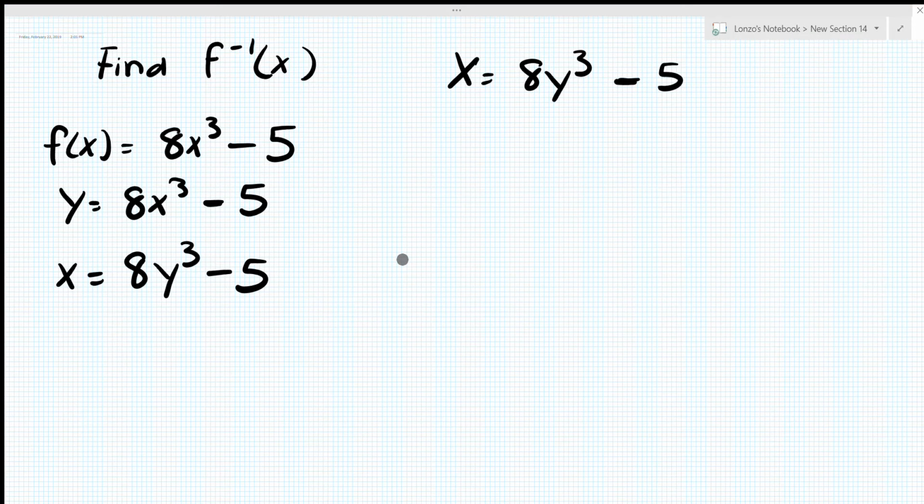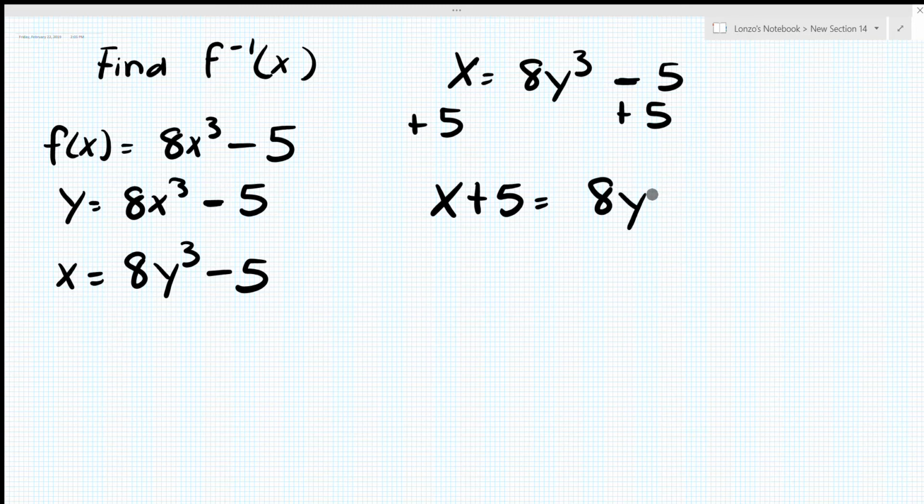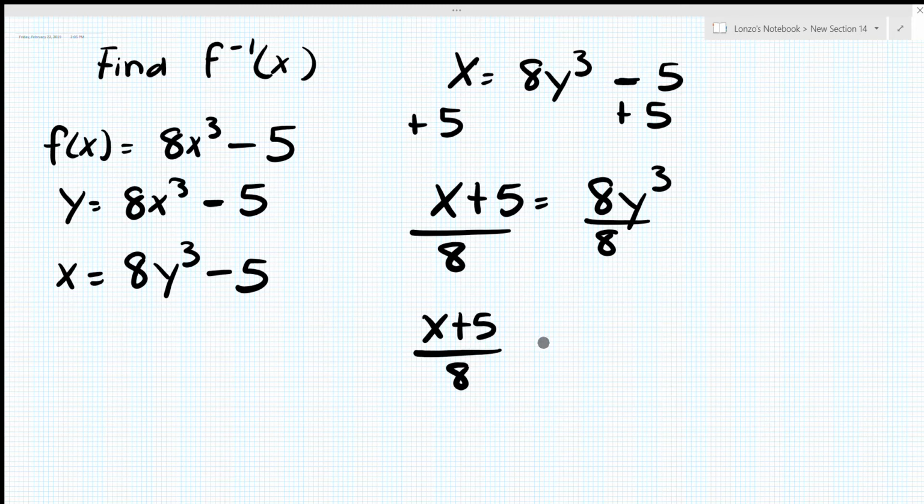So I want to solve for y. What I'm going to do is add 5 to both sides. So I get x plus 5 equals 8y cubed, right? Let's get rid of this 8, so I'm going to divide everything by 8. So I get x plus 5 over 8 equals y cubed.